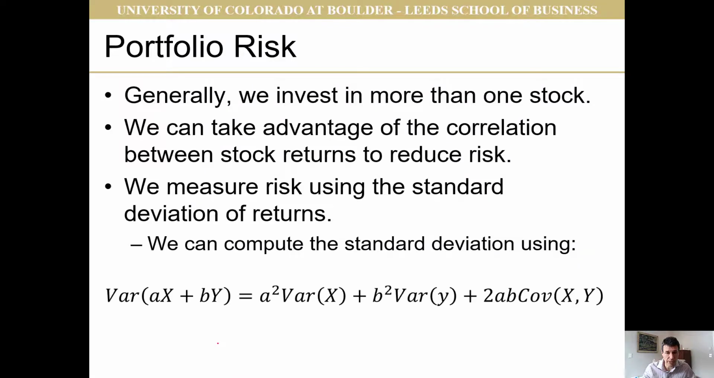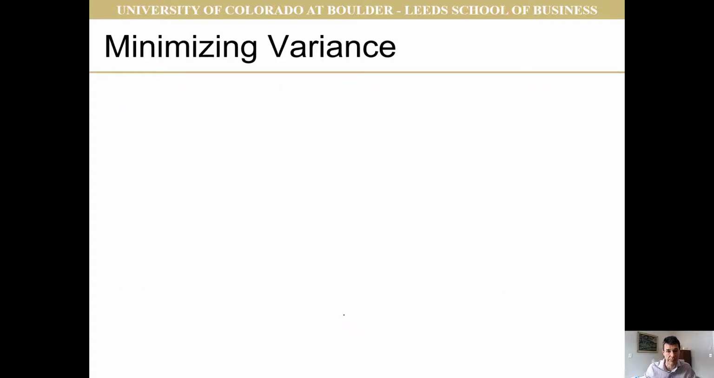So we compute the standard deviation using, this is for a portfolio with two stocks. So the variance of a weighted sum of random variables is the weight of the first variable squared times the variance of that, plus the weight of the second variable squared times the variance of that variable, plus 2ab times the covariance of the two variables. And we're interested in the standard deviation, so we take the square root of the variance for that.